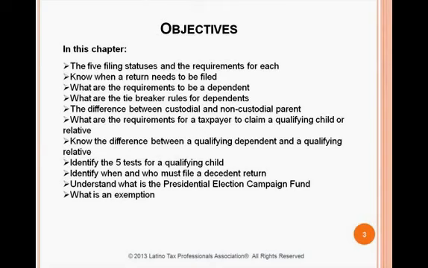Identify the 5 tests for a qualifying child. Identify when and who must file a decedent return. Understand what is the Presidential Election Campaign Fund. And finally, what is an exemption?